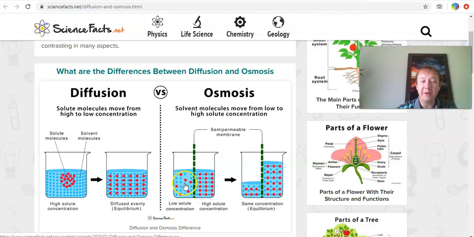The concentration will eventually get to where they're equal to each other. The red dots here are all equally spread out now, but the water moved from the left side to the right side to allow that to happen. So again, diffusion is simply the spreading from a high concentration to low concentration. Osmosis is doing that in order to get everything equal through a barrier.